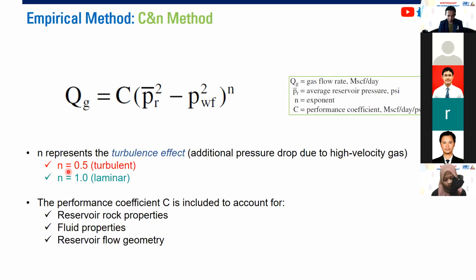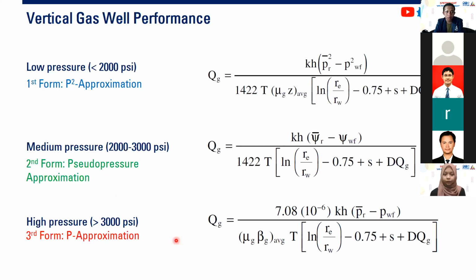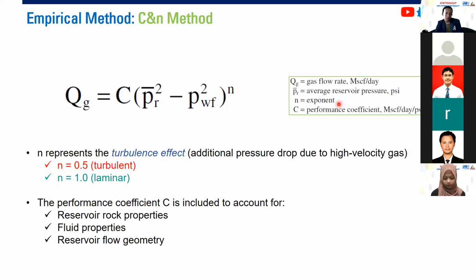Use n equal to 0.5 if you have turbulent flow, and n equal to 1 for laminar flow. Whereas C, the performance coefficient, accounts for reservoir properties, fluid properties, and reservoir flow geometry. So everything here, k, h, T, μ, Z, and then re, rw, is actually contained in this parameter C, which makes everything better for us, right?